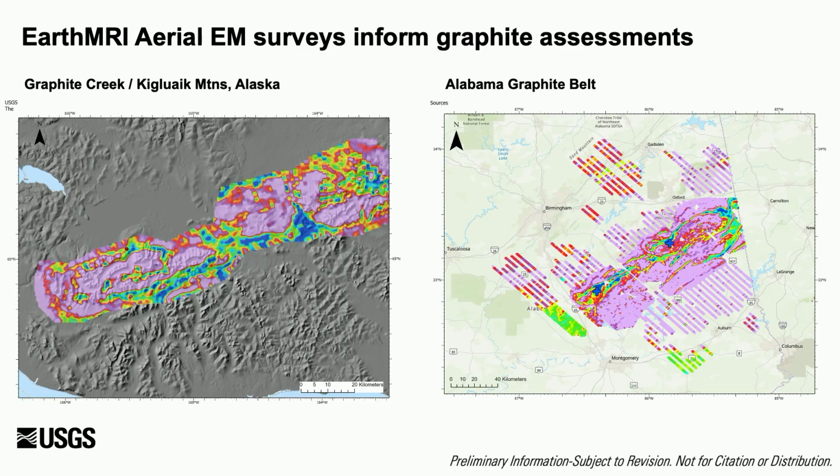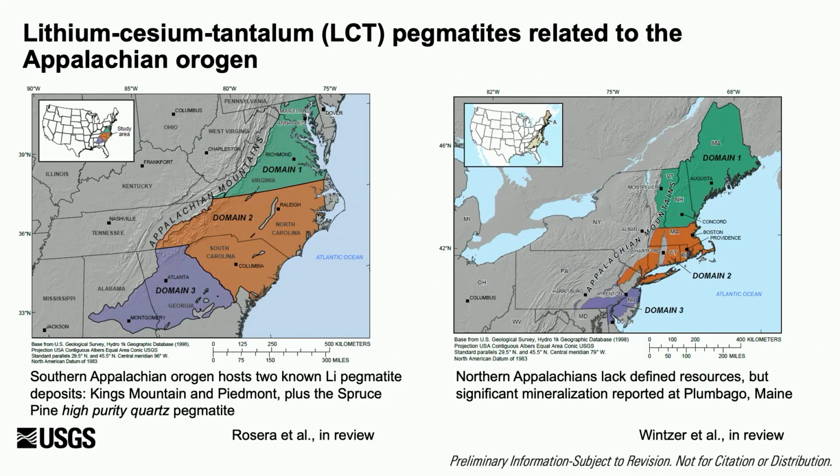We're using newly acquired Earth MRI geophysical data to inform assessments. These figures show how airborne electromagnetic data have helped us refine permissive areas for graphite. They're shown in black on the left, and it's a little hard to see, but the yellow and blue and green areas on the right are permissive areas. And we have 2 papers in review now on lithium pegmatites related to the Appalachian origin. One in the south where there are known deposits, and one in the north where significant mineralization has been reported in Maine.